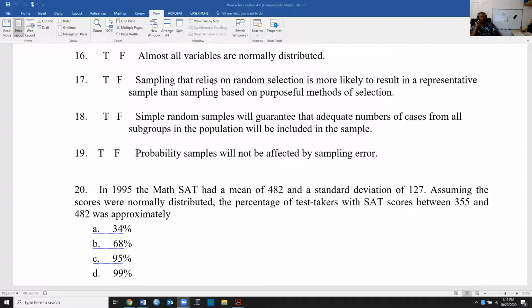Okay, 19. Probability samples will not be affected by sampling error. True or false? False. Why is it false?